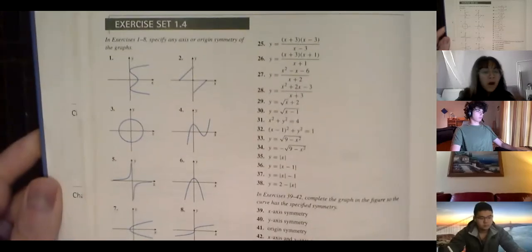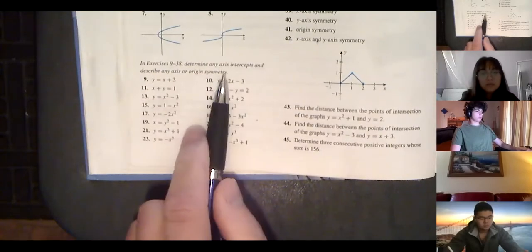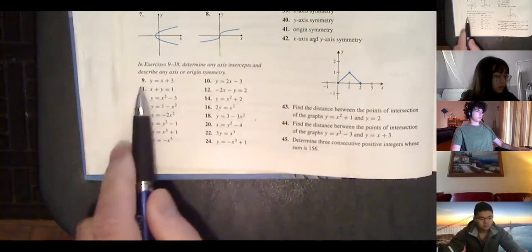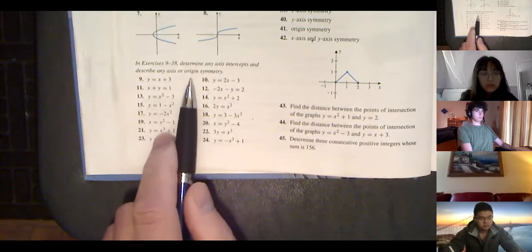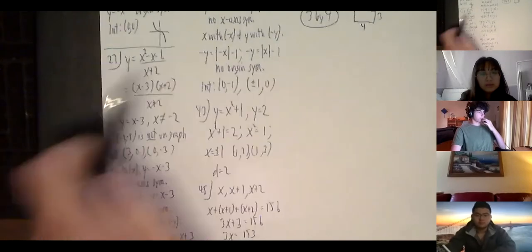Okay, so let's get back to where we were, please. So we were on 1.4. Okay, so we did a bunch of these and we'll do a bunch more. We were in the middle of determining any intercepts and describing symmetry. So I did some yesterday and I'll do more today. So let me jump over to problem 27. I won't show you the book this time. I'll just go right to it.